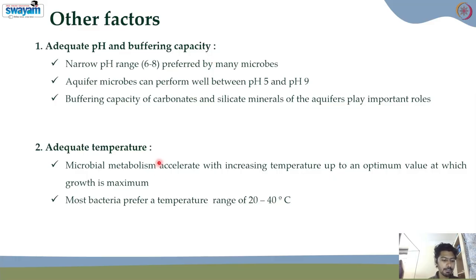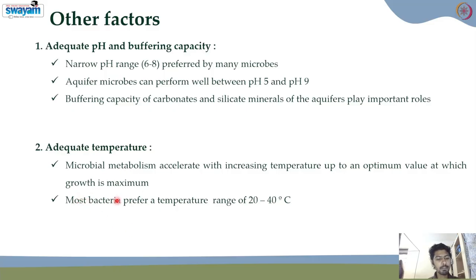And with regard to the temperature, it helps in catalyzing the microbial metabolism. That is, it speeds up the reaction to a particular point, and after that it starts to decrease the rate of reaction. We call that particular temperature the optimum temperature, where the growth of the microbial community will be very high. And below it, they become inactive.